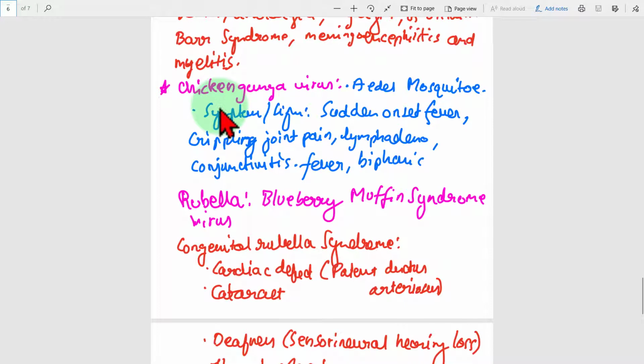Now looking at chikungunya virus, it is transmitted by the Aedes mosquito, and signs and symptoms mainly include sudden onset of fever, crippling joint pain, lymphedema, and conjunctivitis, and the fever is biphasic. And in case of rubella, it is associated with blueberry muffin syndrome. And in case of congenital rubella syndrome, there's presence of cardiac defect, that is patent ductus arteriosus, and cataract.